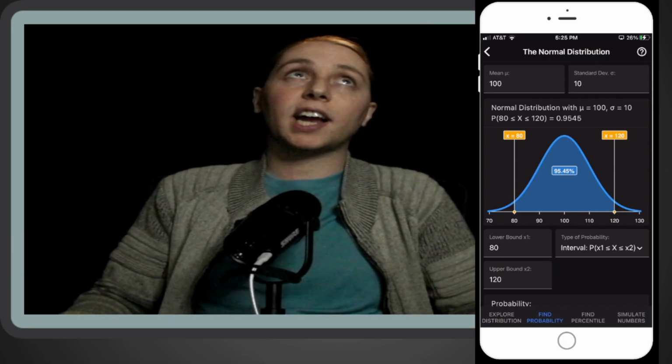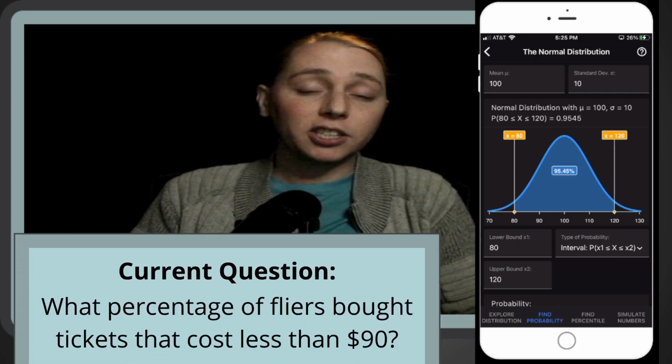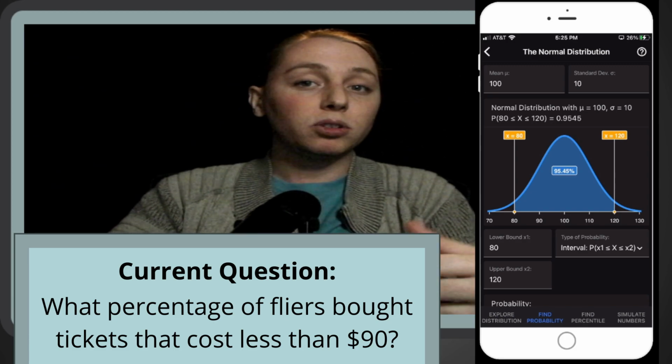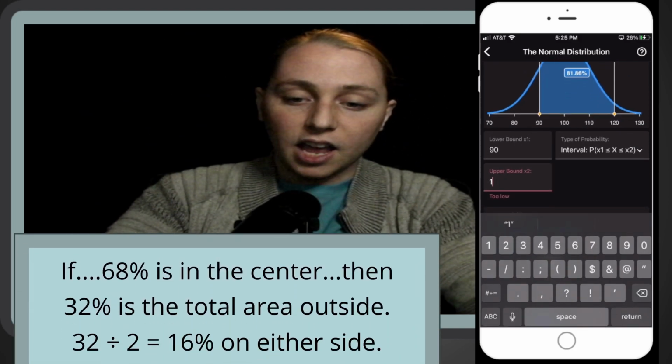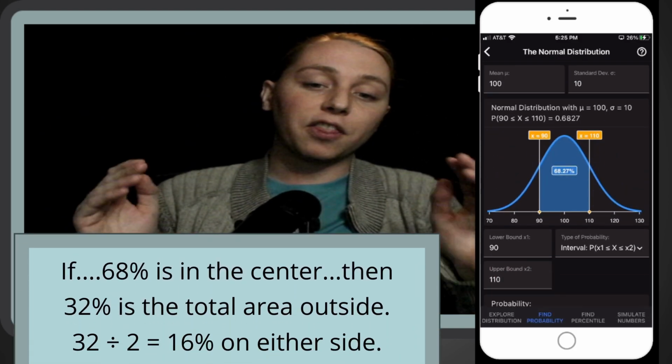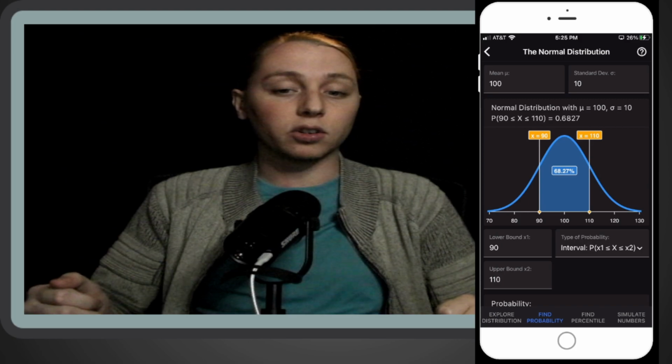Say we would like to know what percentage of data falls beyond a number or below a number. Let's pretend I'd like to know what percentage of flyers bought tickets that cost less than $90? We could actually do some mental math to figure that out. If we know 68% of flyers are inside 1 standard deviation away, so we'll put 90 here and 110, then we know that 32% of the remaining flyers are on the outside. I only asked the percentage less than 90, so we would do 32 divided by 2, giving us 16% of the flyers lower than 90.